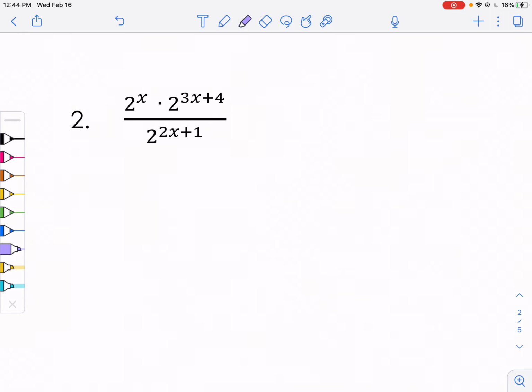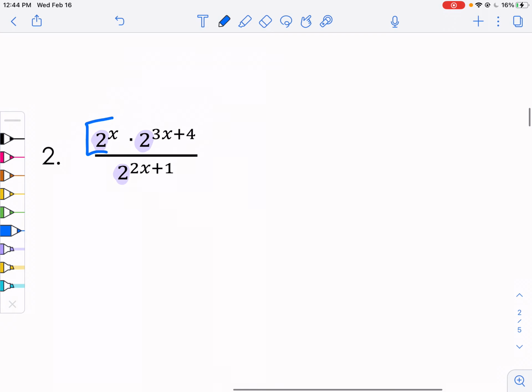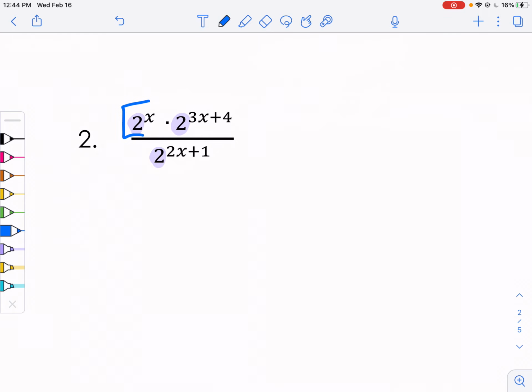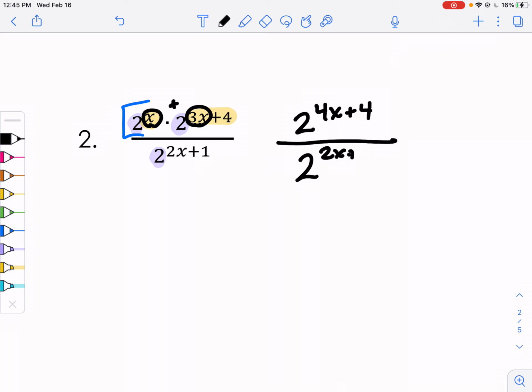Number 2, I want to check, do they have the same base? They do. They have all the same base. I want to combine the top first in order to make sure that it's in 1 before I do that subtraction. So I know product rule means that I can add the exponents here. Right? Adding, so I would have 2 to the x plus 3x would be 4x plus 4 over 2x plus 1. So that's my product rule.